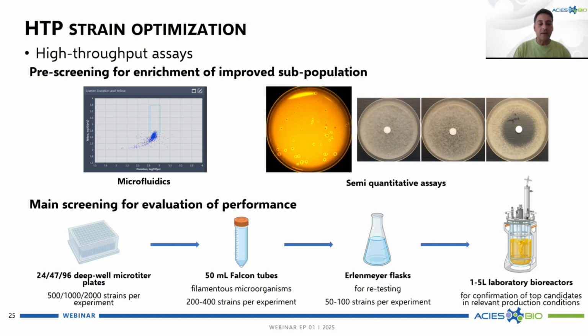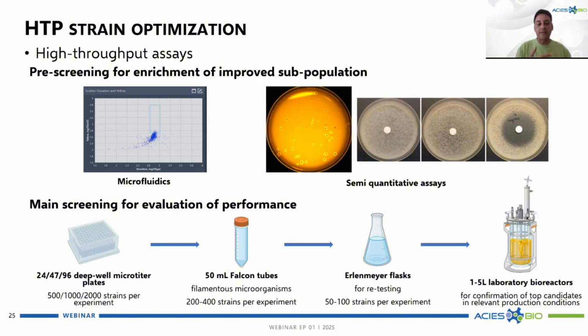The main screening is already done in as closely relevant conditions as possible. So this is a relevant industrial media, but of course everything happens in small volumes, most often in deep well plates, which enable several thousand per experiment, depending again on the type of organism. If these are simple bacteria or yeast with single cell growth, those are the easiest. But we also deal with more complex organisms like filamentous fungi or actinomyces, which are trickier to handle. So for these, you have to balance the throughput with the volumes you use.